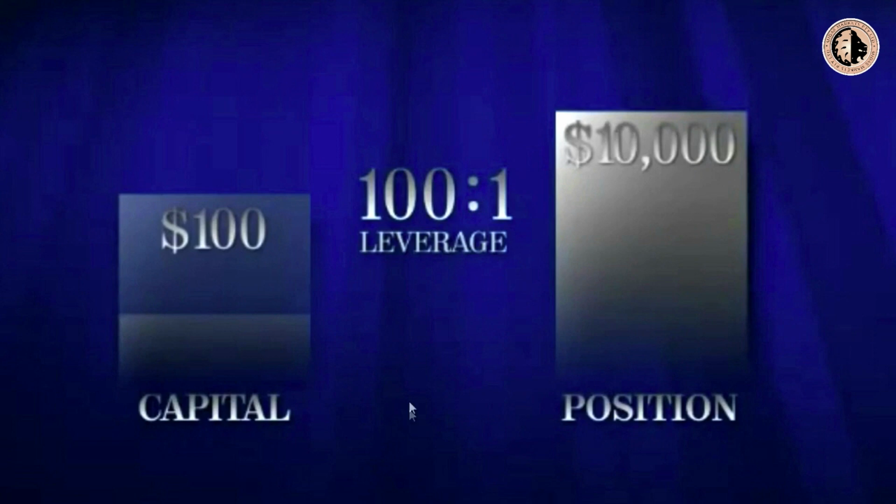Now, what does leverage do? We've taken an example of 100 to 1 leverage. It means that if you have a capital of say $100, you're able to pile into a position worth $10,000 at a leverage of 100 to 1. Obviously, it's 100 times your $100, and then you get a position worth $10,000.